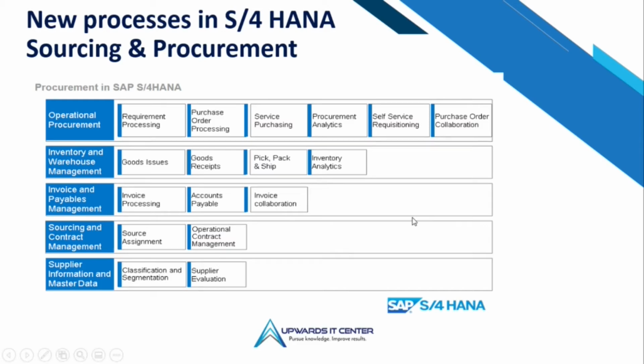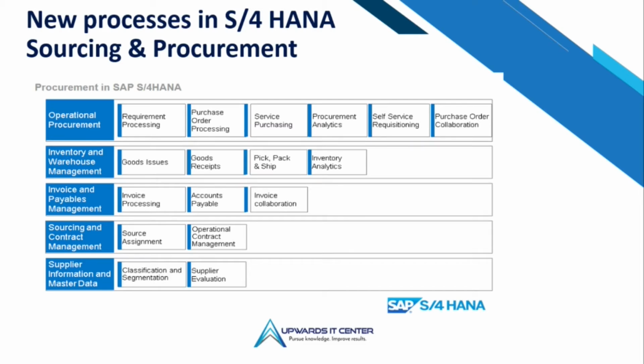Let's talk a little bit about each one of these capabilities. Inside operational procurement, we have requirement processing. Basically, we are used to creating purchase requisitions through the ME51N transaction. And now we will have apps that allow creating the PR through Fiori. And purchase order processing, that's basically the purchase order.